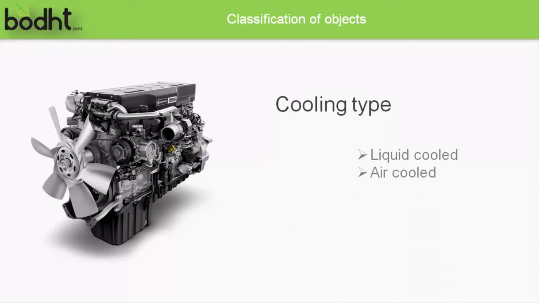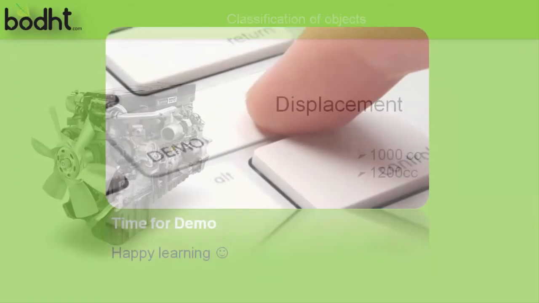Another parameter would be the cooling type, maybe liquid cooled or air cooled. This is another parameter you would be defining. And also it can be based on the displacement, maybe a 1000 cc engine or 1200 cc engine. So all these are the parameters based on which you may want to classify the engines which your company is manufacturing. So this is the possibility of SAP, that you can classify the objects.